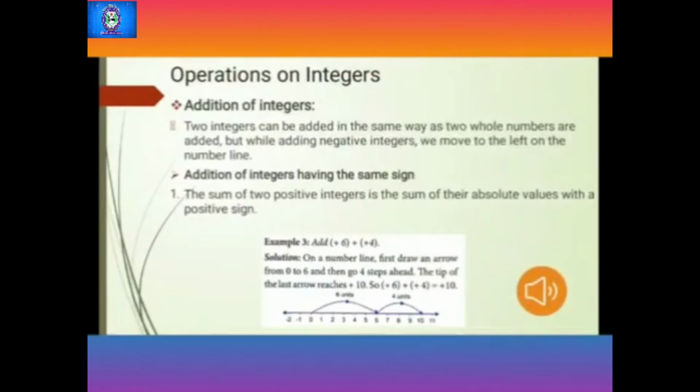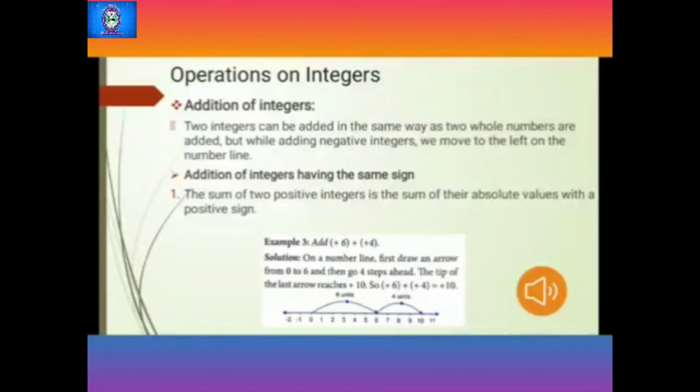Dear students, now let's discuss operation on integers. We have 4 fundamental operations on integers. They are addition, subtraction, multiplication and division. Now let's discuss addition of integers. Two integers can be added in the same way as two whole numbers are added. But while adding negative integers, we move to the left on the number line.